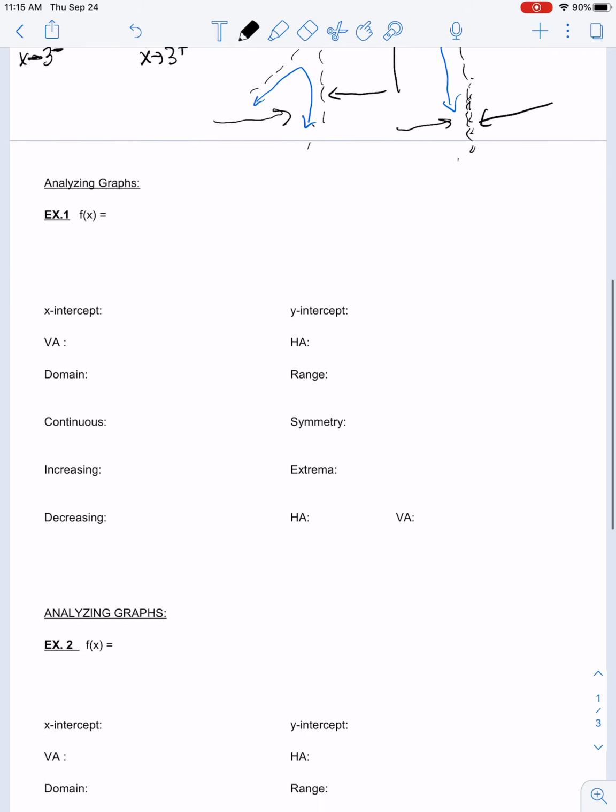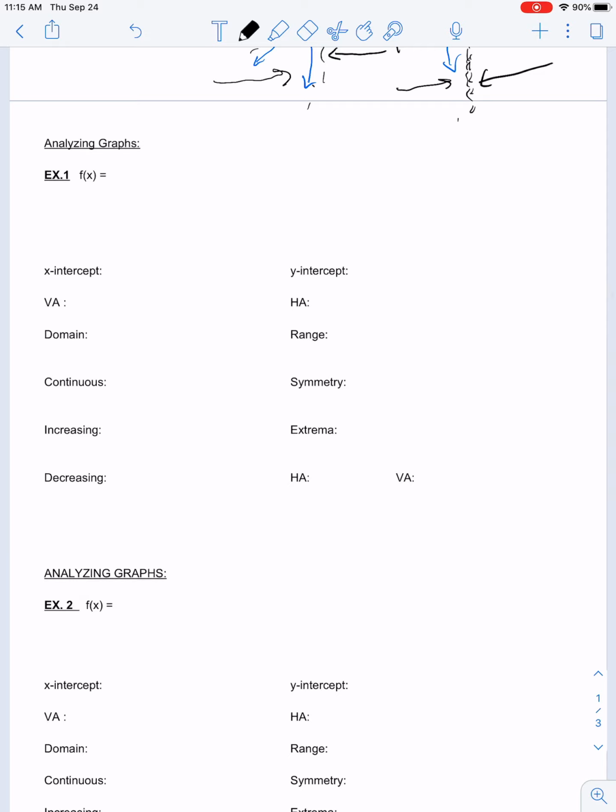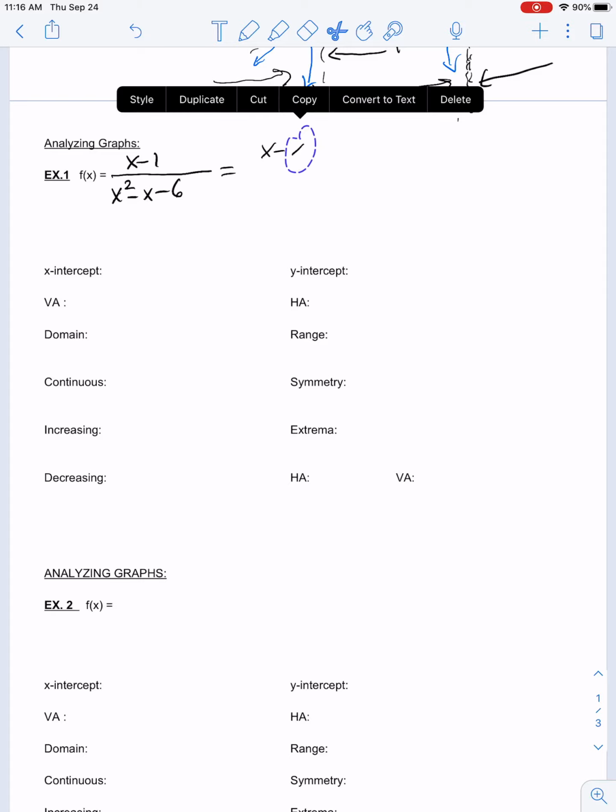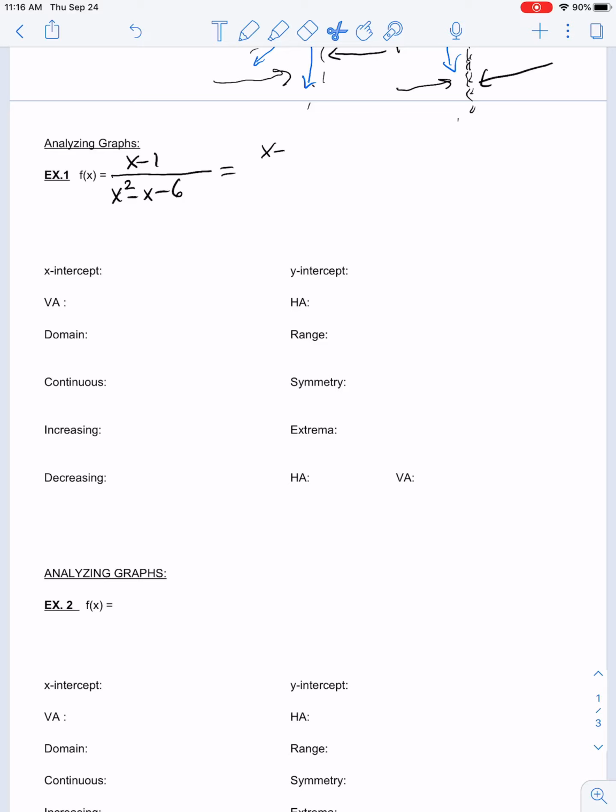Okay, let's take a look at another example. For this one, let's do f of x equals x minus 1 all over x squared minus x minus 6. Okay, so the first thing I would do is go ahead and factor that, or at least check and see if the bottom factors. So that's x minus 1 all over, I would say, x minus 3 and x plus 2.